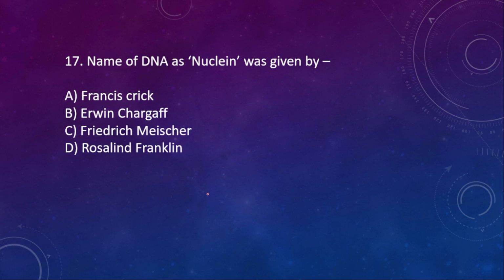Next, the 17th one. The name of DNA as nuclein was given by whom? A. Francis Crick, B. Erwin Chargaff, C. Frederick Miescher, and then D. Rosalind Franklin. Here the right option is option C, Miescher.